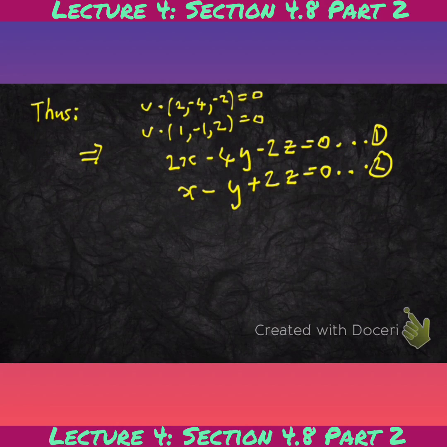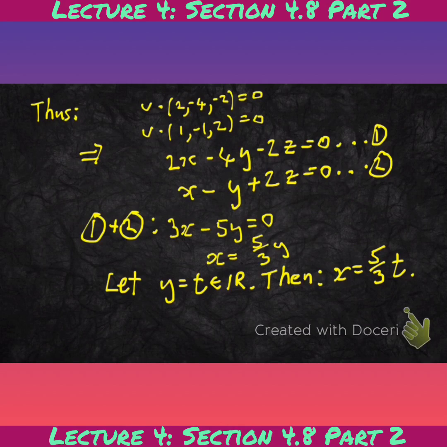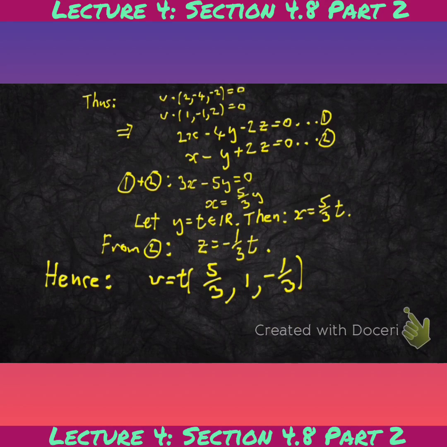Right, continuing, adding 1 and 2, we get 3x minus 5 equals 0, and then solving for x, we get a term for x in terms of y. Parameterizing y, we then set x as 5 over 3t. Right, so then from 2 we plug it in and get the value for z. So it follows that v is in fact a scalar multiple of this vector here.